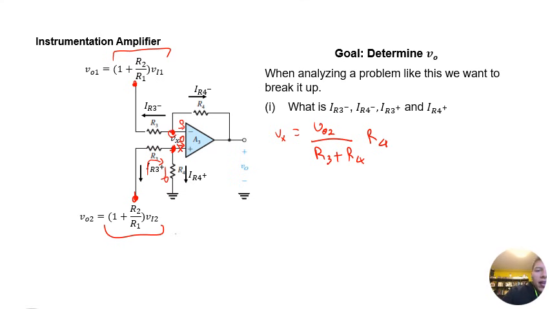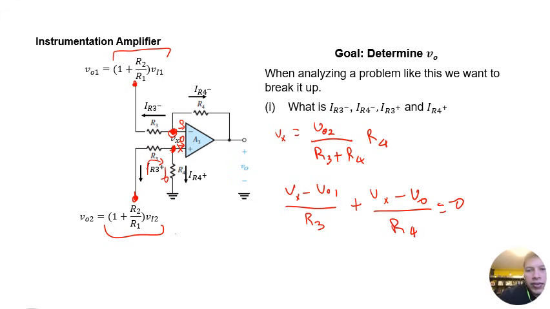Additionally, we could do KCL in this particular node, and we're going to have basically (Vx minus VO1) divided by R3 plus (Vx minus VO) divided by R4. And that has to be equal to 0. Okay, so at this point, we can actually move the VO to the other side, and multiply by R4. So we're going to have VO equals R4 over R3.